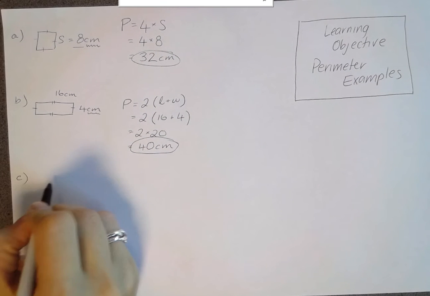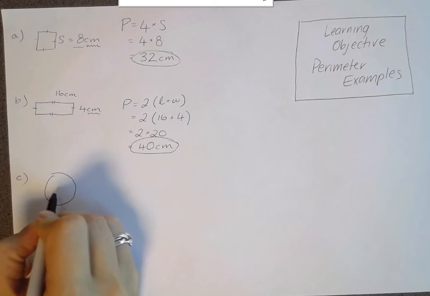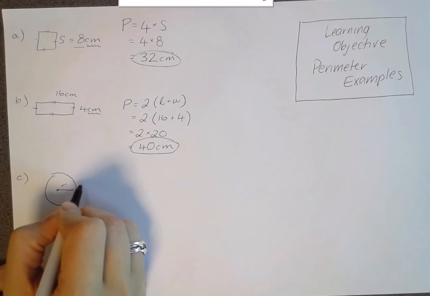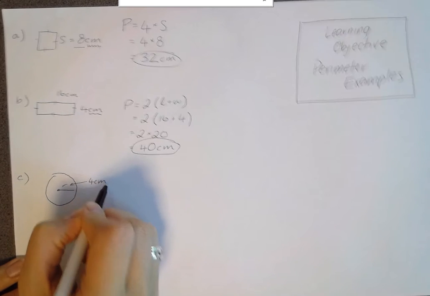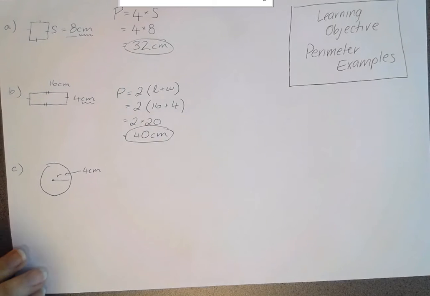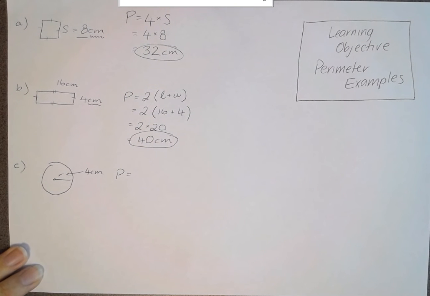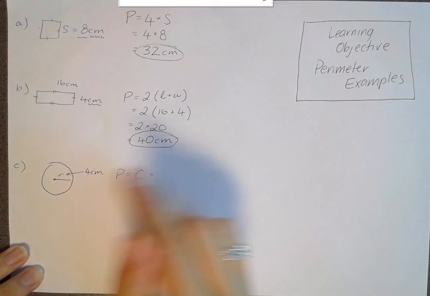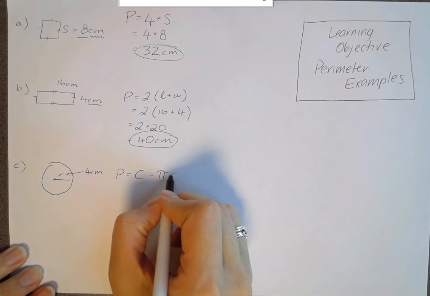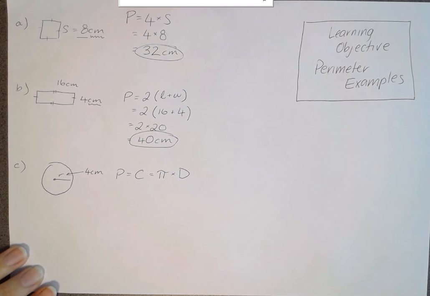Let's work with a circle now. I'm going to give you a circle with a radius of 4 centimeters. Now if we think back, our perimeter has a special name when we're talking about circles, it's a circumference, so you can say C is equal to pi times the diameter.